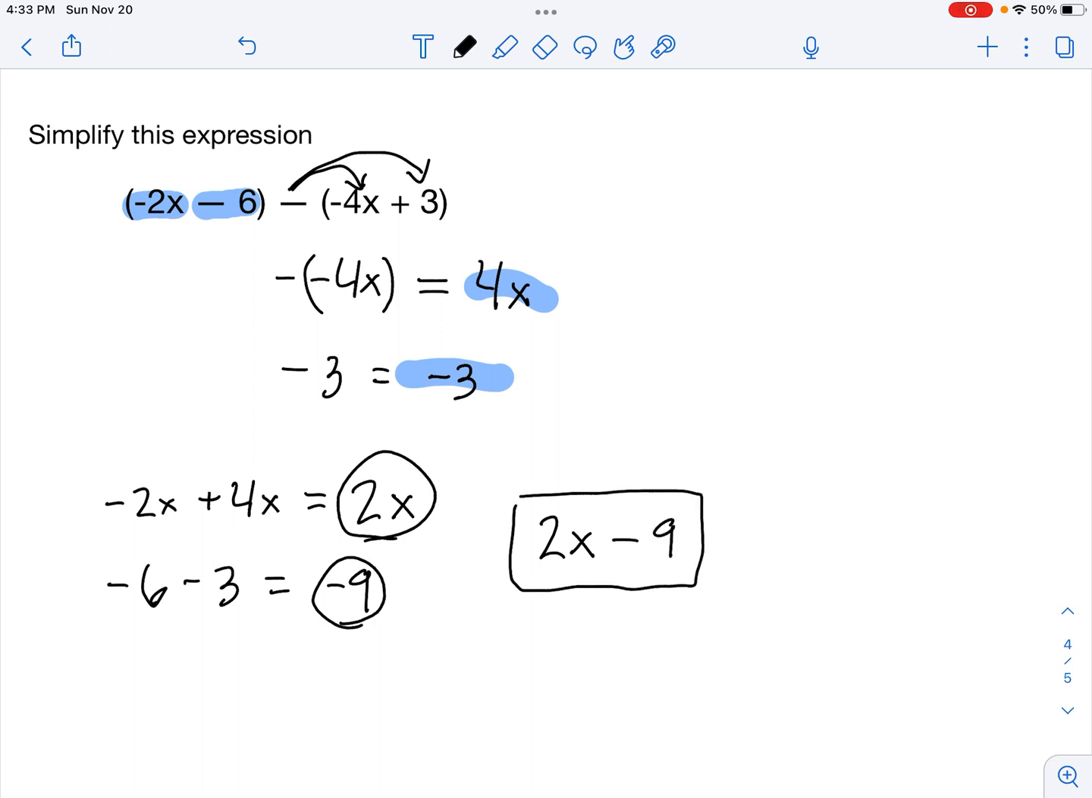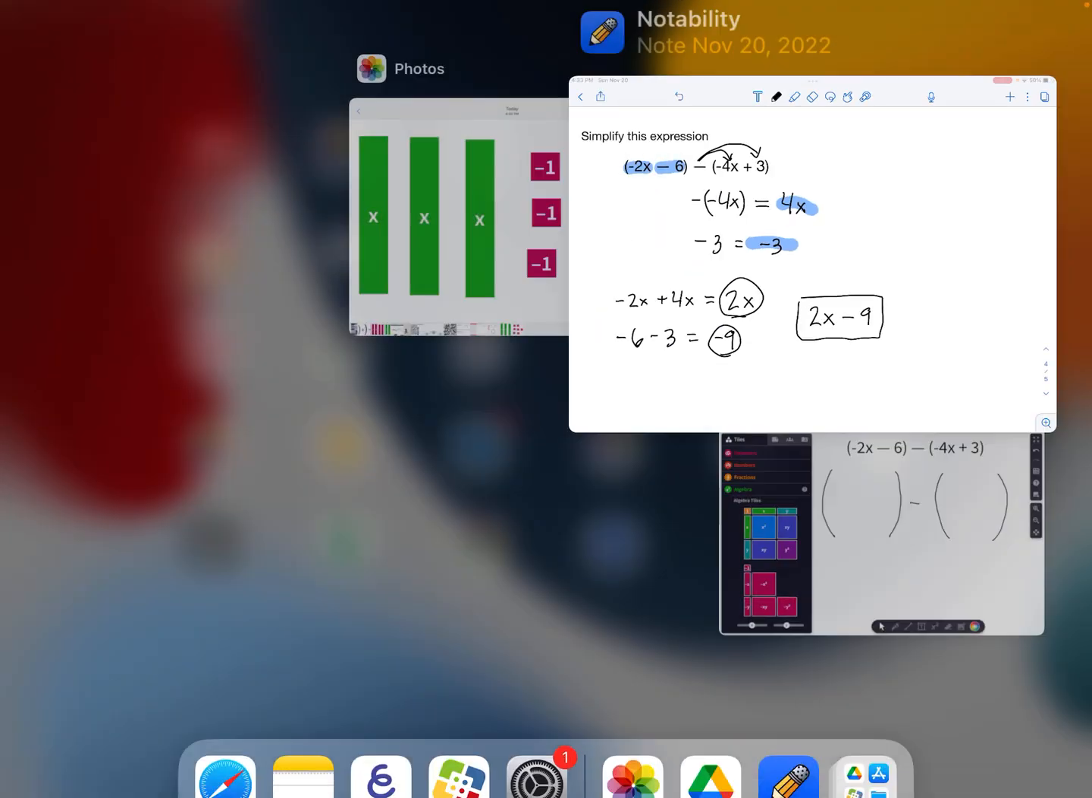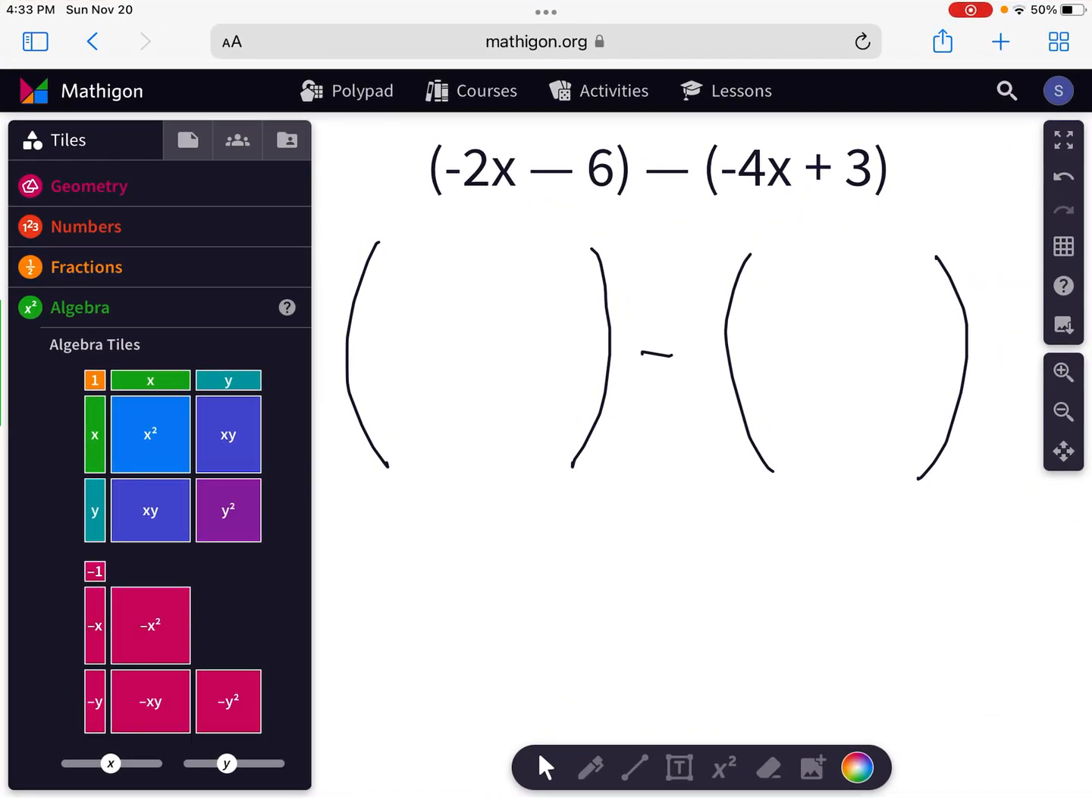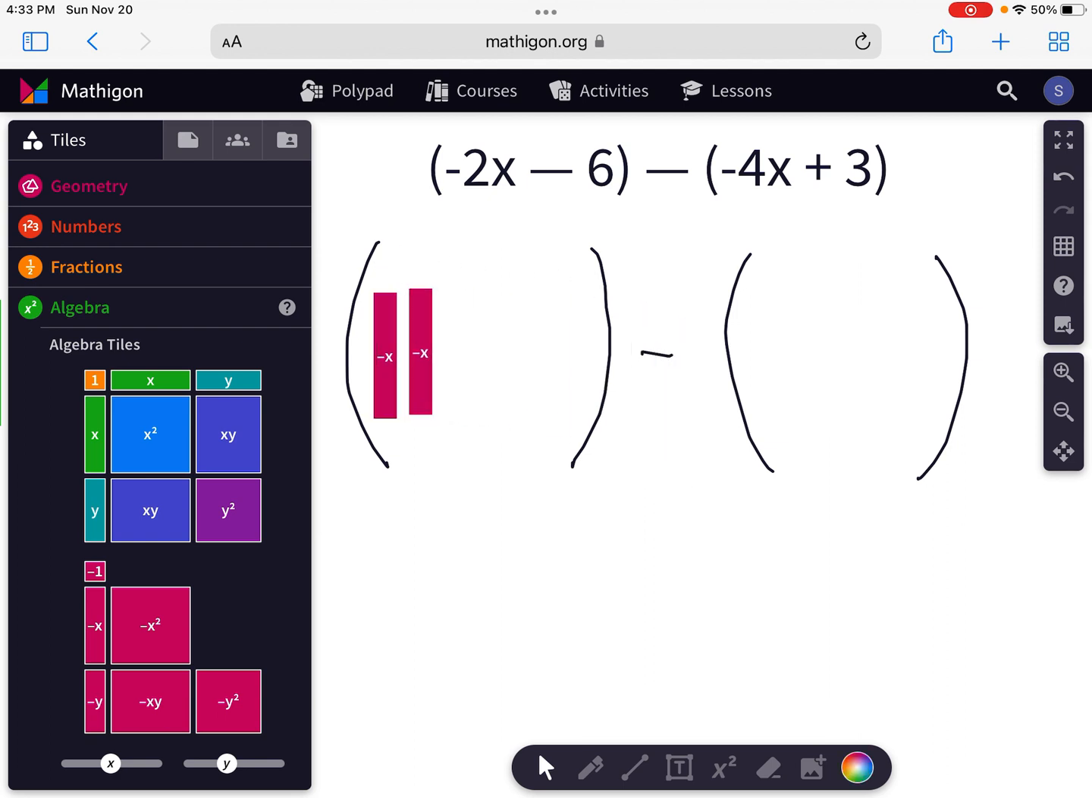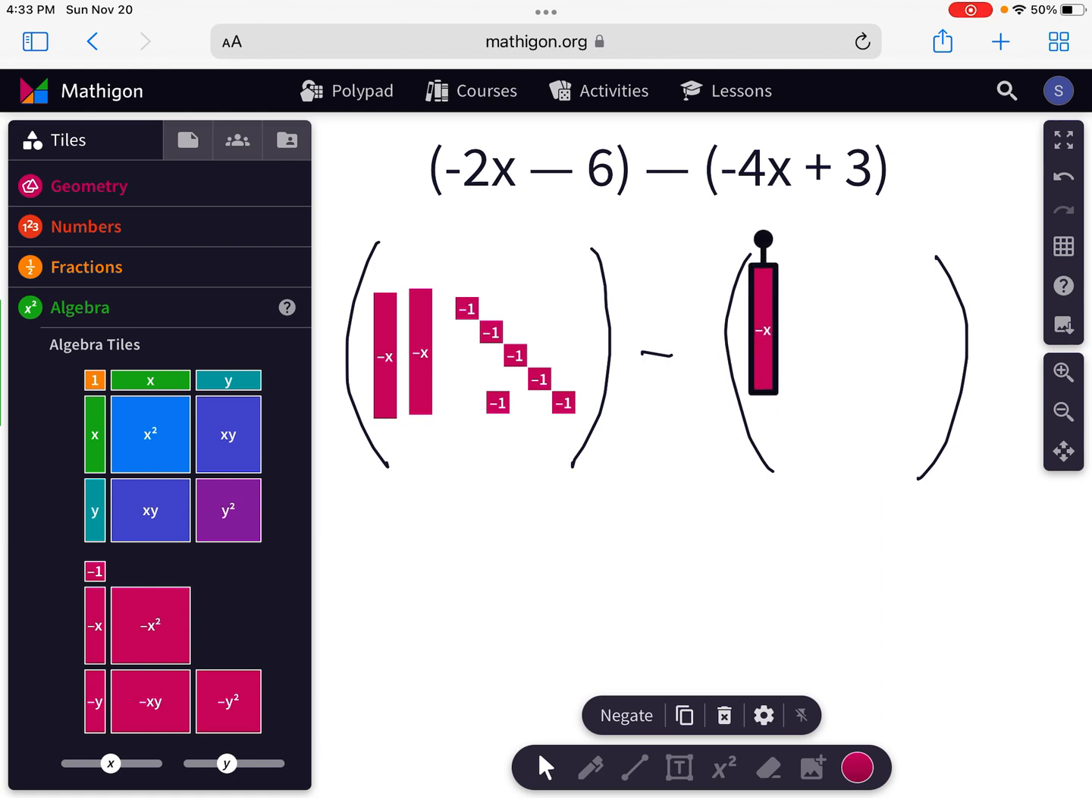Let's see how this works with algebra tiles. So if I have negative 2x minus 6, okay, and I subtract negative 4x, 1, 2, 3, 4, plus 3.